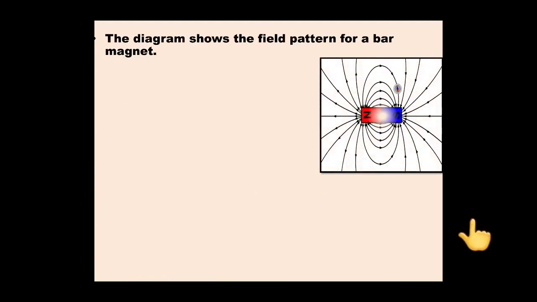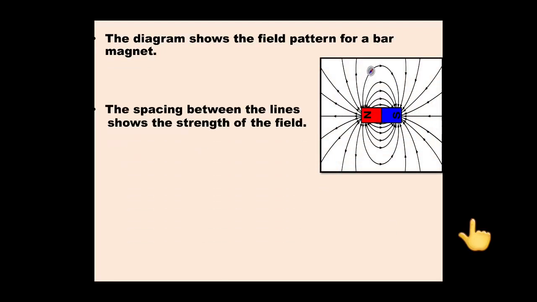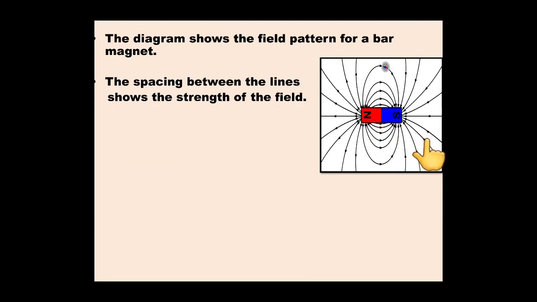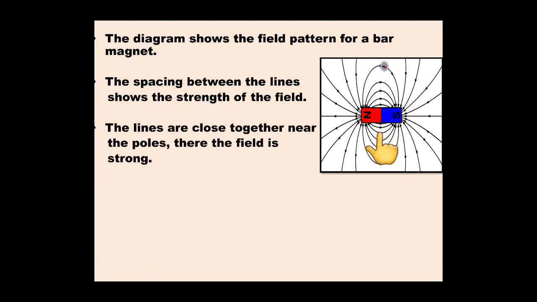The diagram shows the magnetic field pattern around a bar magnet plotted using a compass. You can see the spacing between the field lines. The spacing shows the strength of the magnetic field. You can notice that the lines are closer near the poles. This shows that the strength of the magnetic field is greater near the poles.